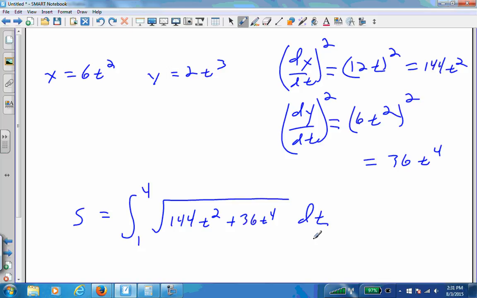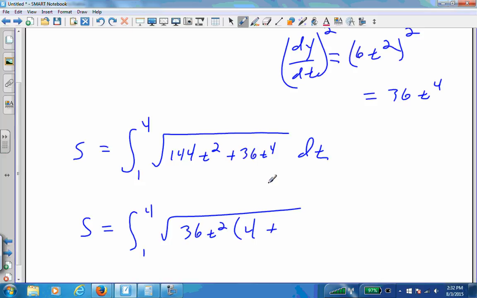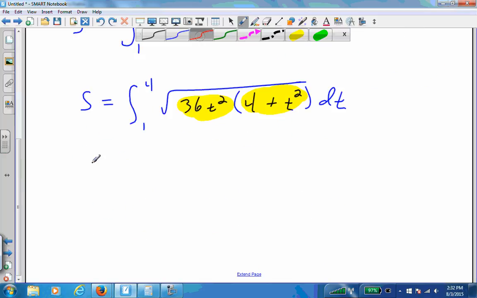Now inside, do these terms have anything in common? t squared, they also have something else. Doesn't 36 go into both of those? 36 goes into that 4 times. 36 goes into that once. Pull a t squared out, we're left with 4 plus t squared. So notice we have a product. When you take the square root of a product, you can take the square root of those separately.